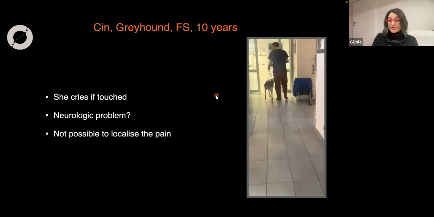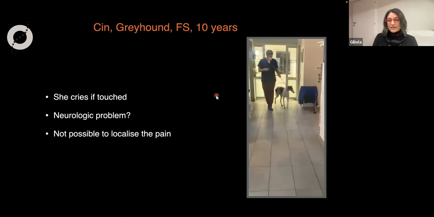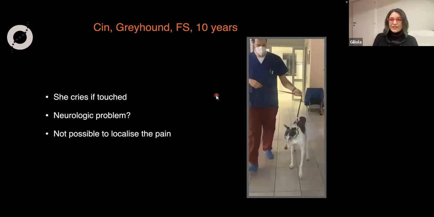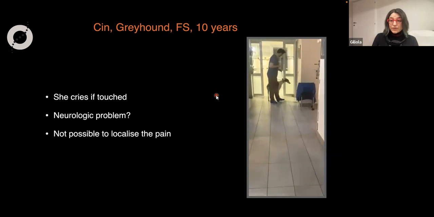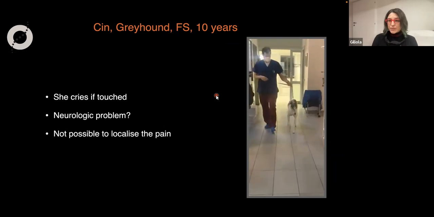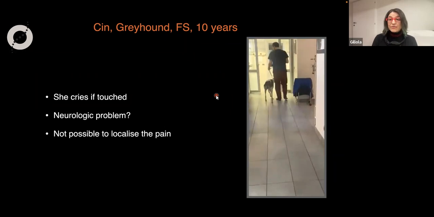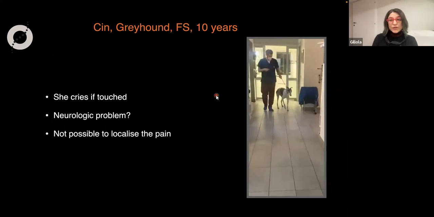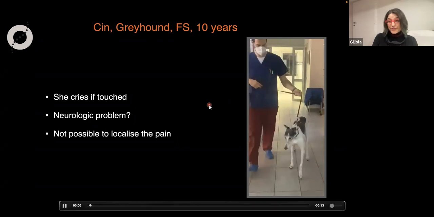When she came for the ultrasound, this was her condition after 3 days of painkiller and anti-inflammatory drug. She was crying every time you tried to touch her. Could be a nerve problem. It was not possible to localize the pain. It could be that MRI, especially if it's a nerve problem, would be much more effective than ultrasound to find a neurological condition, but the owner preferred to start with ultrasound because you need sedation for MRI and because the queue for MRI was a little bit longer.